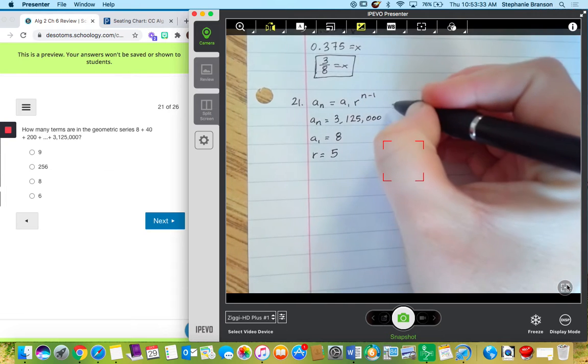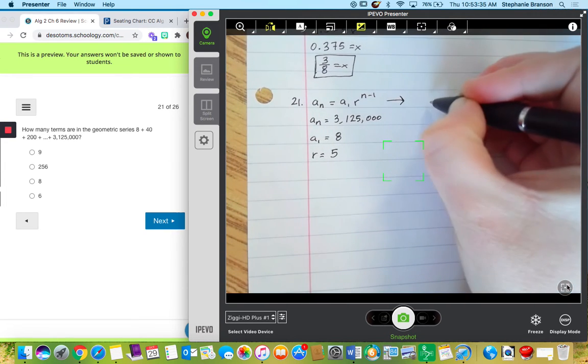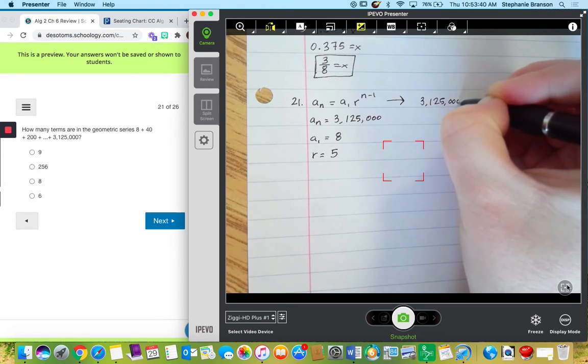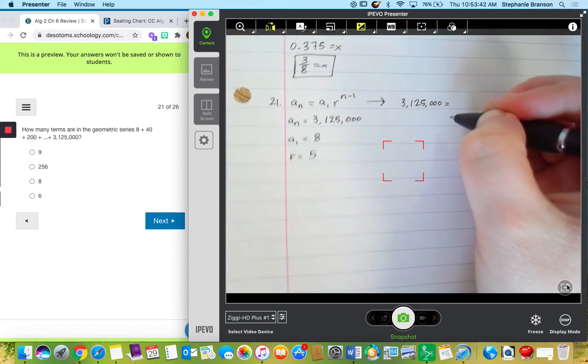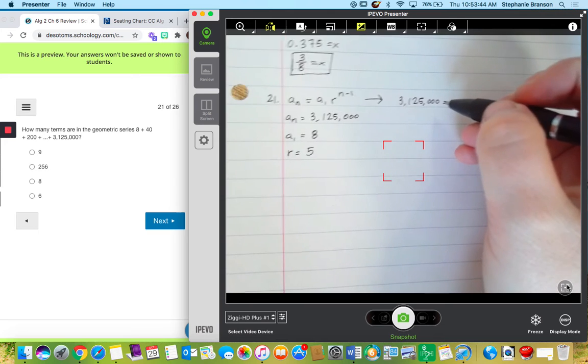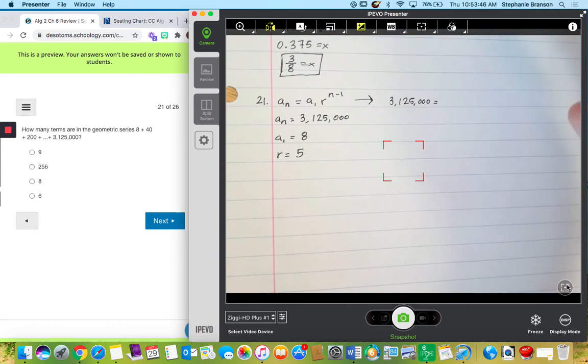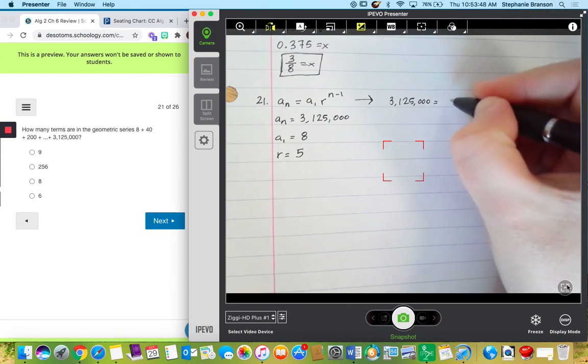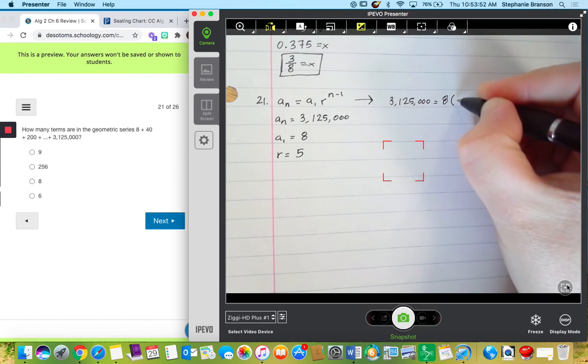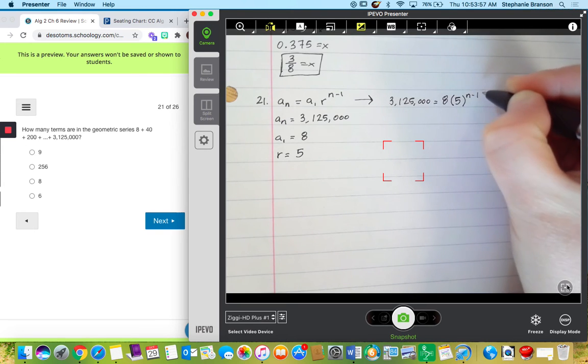So I'm just plugging everything back into this equation right here. So I've got 3,125,000. And guys, I'm going to be honest with you, when I was working this out earlier, I forgot a zero and it messed my problem all up. So it's important to pay attention to that. 3,125,000 is equal to 8 times 5 raised to the n minus 1.